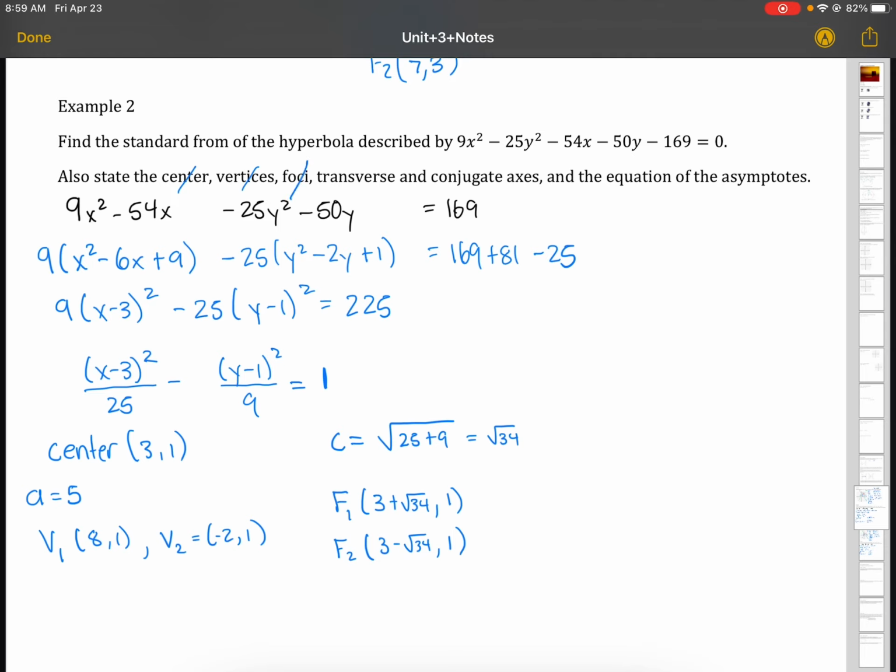So that's our foci. Our transverse axis is the horizontal line that goes through the center. So we'll call our transverse axis y equals 1. The conjugate axis is x equals 3. And last is the equation of our asymptotes.